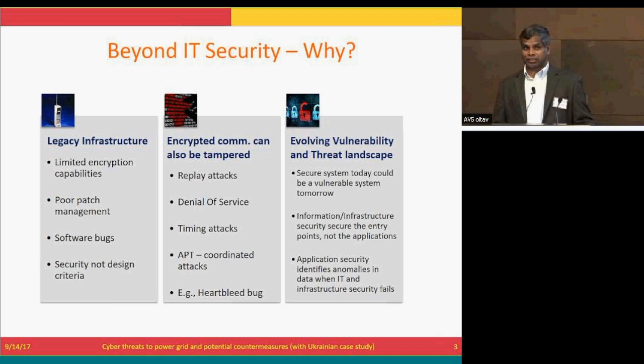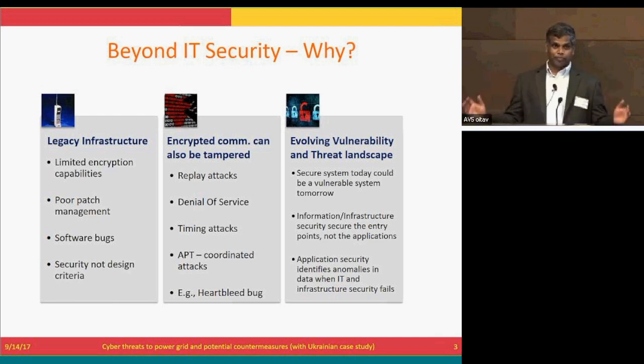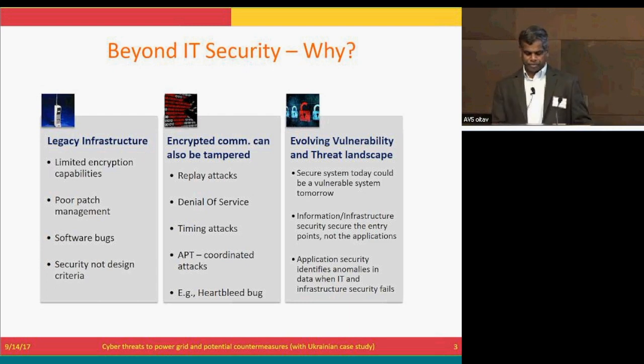Advanced persistent threat, like a state actor performing reconnaissance and taking their time to plan and execute, those are typically coordinated attacks. Multiple things are compromised, like the example of the Ukrainian attack. It is an example of APT. Then when it comes to the cyber threat landscape, as I said, it's evolving and dynamic. And that is the reason we need to go beyond IT security and have a defense in depth notion of security.